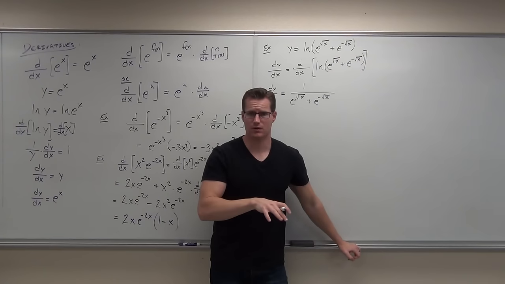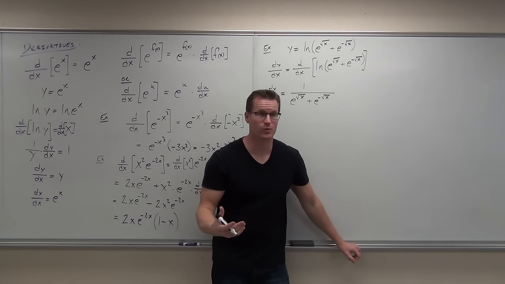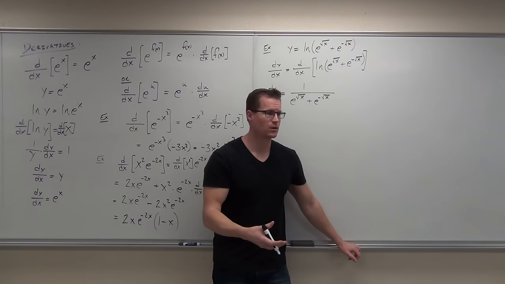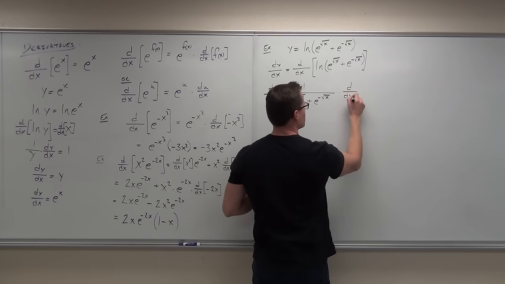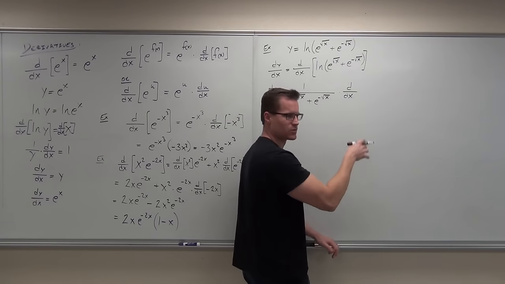Okay, good. Are we done right now? No, unfortunately not. That'd be awesome if we were. But what do we have to do? The chain rule. All the time, chain rule. So what we're going to do is take the derivative of, what are we going to take the derivative of?